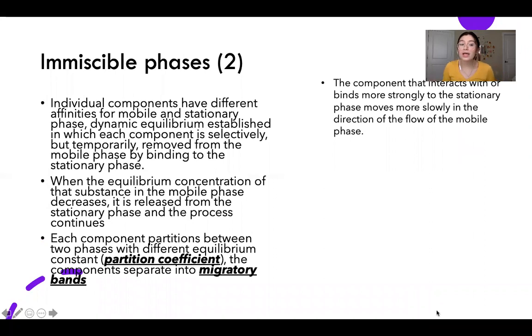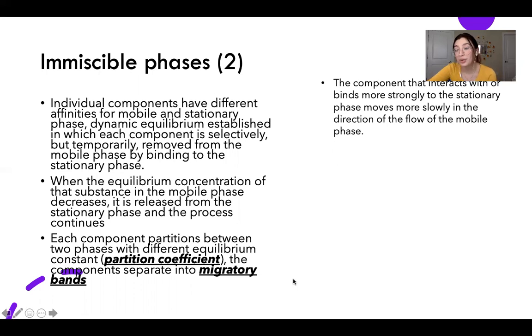Immiscible phases, like I said, we have two. Individual components have different affinities for mobile and stationary phase. A dynamic equilibrium is established in which a component is selectively but temporarily removed from the mobile phase by binding to the stationary phase. When the equilibrium concentration of that substance in the mobile phase decreases, then it is released from the stationary phase and the process continues. Each component partitions between two phases with different equilibrium constants.